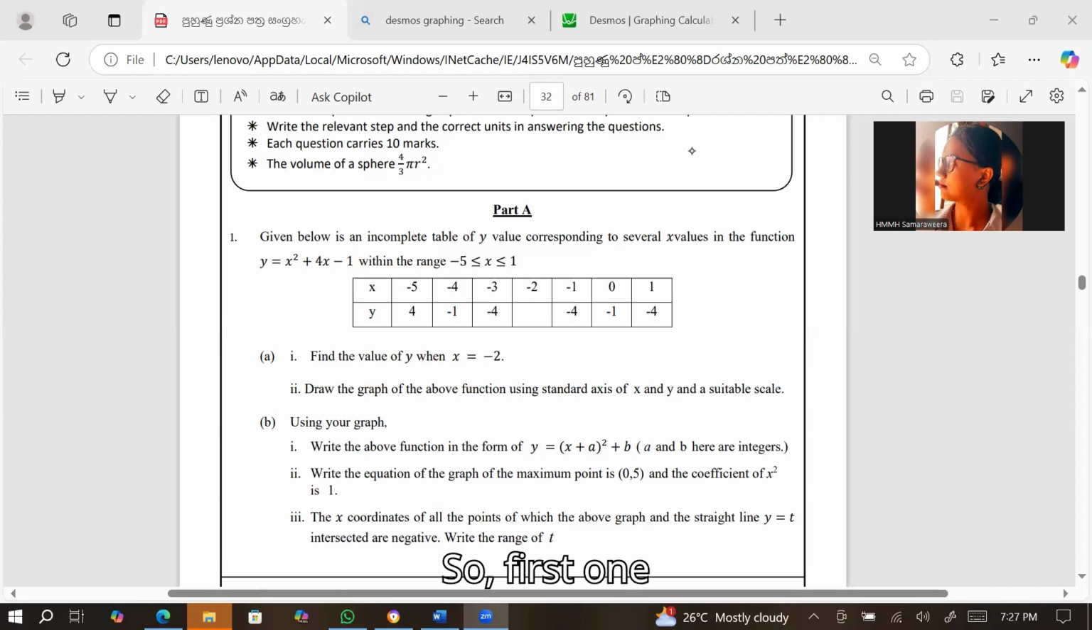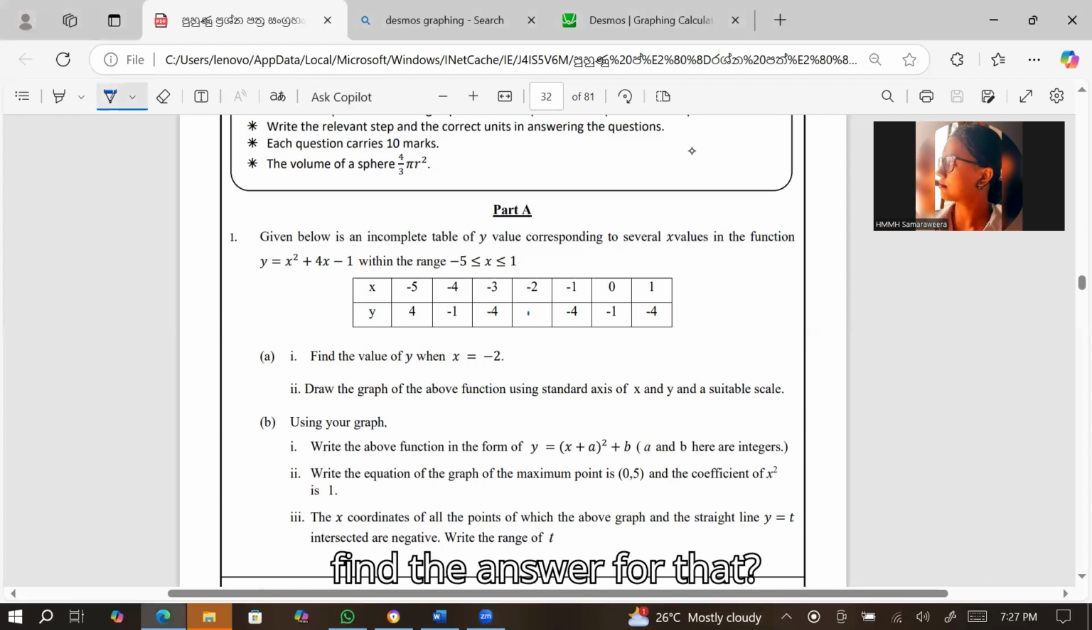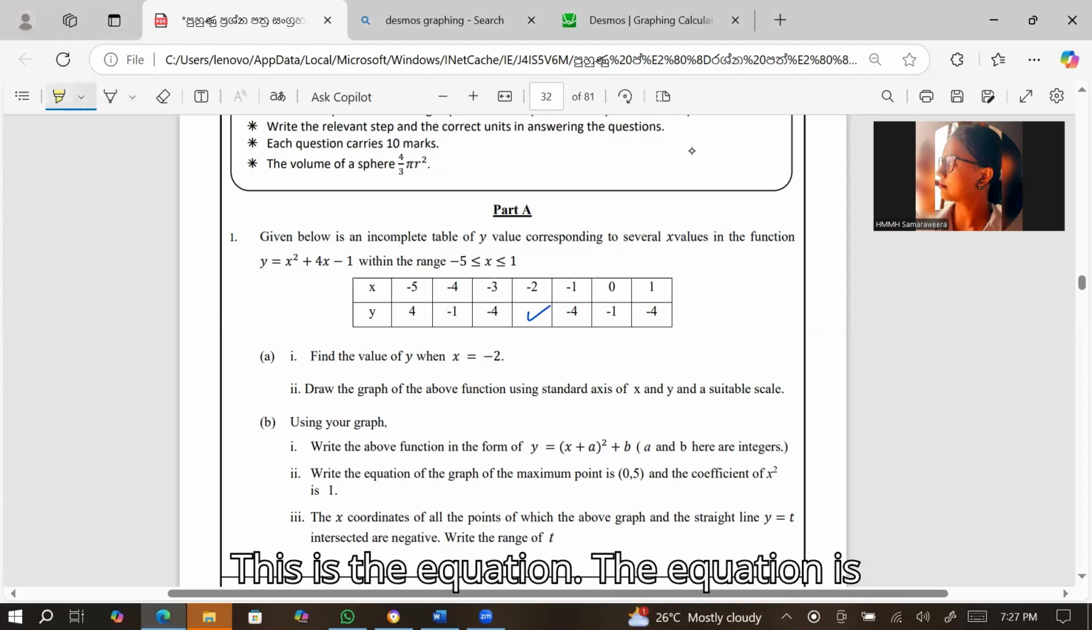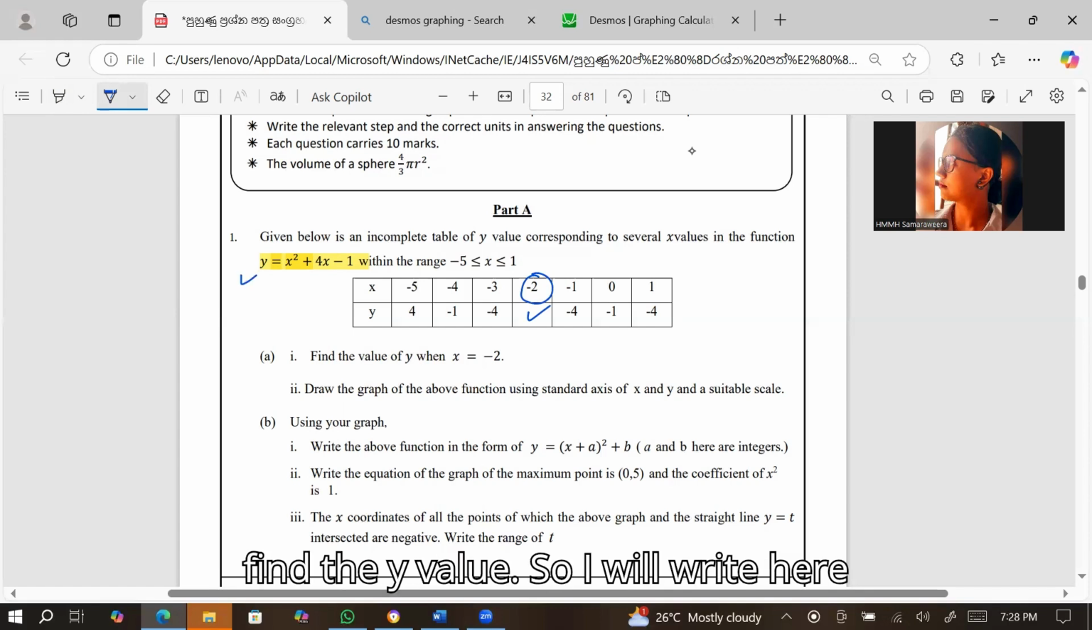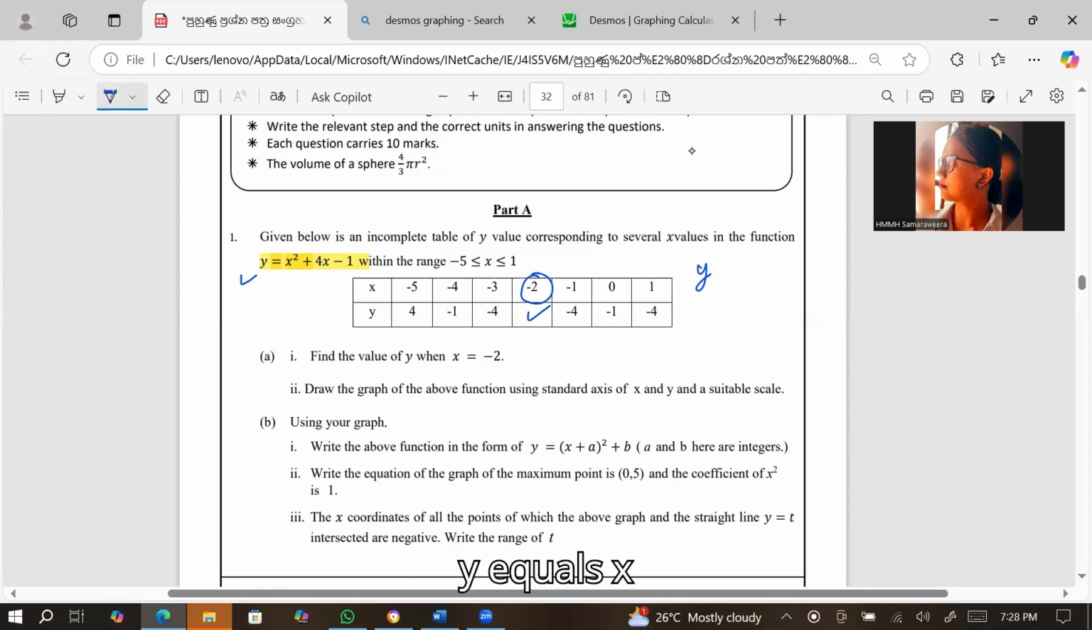So first one, we have to fill this blank. How to find the answer for that? The equation is given, right? y equals this. Then the x value is minus 2. We will plug x with minus 2 and find the y value. So right here, y equals x squared minus 4x minus 1.